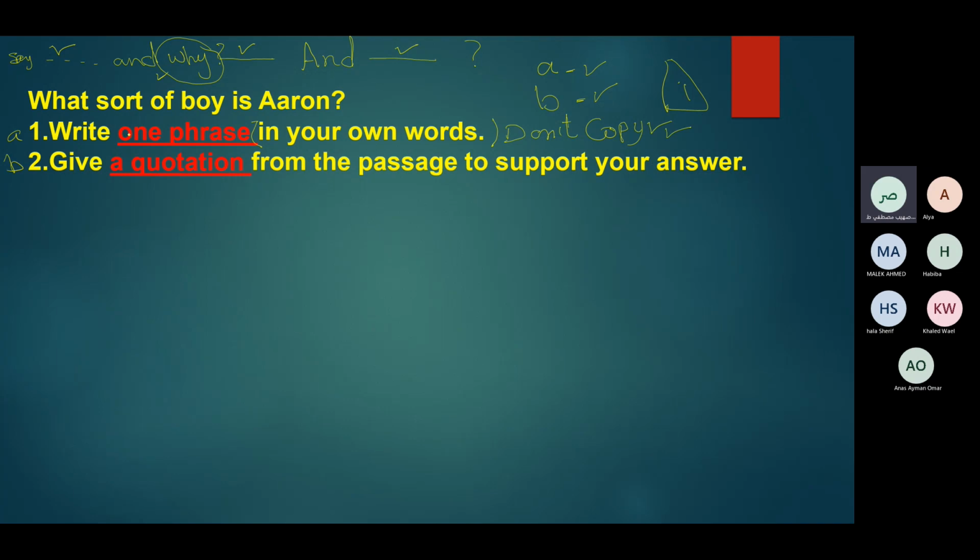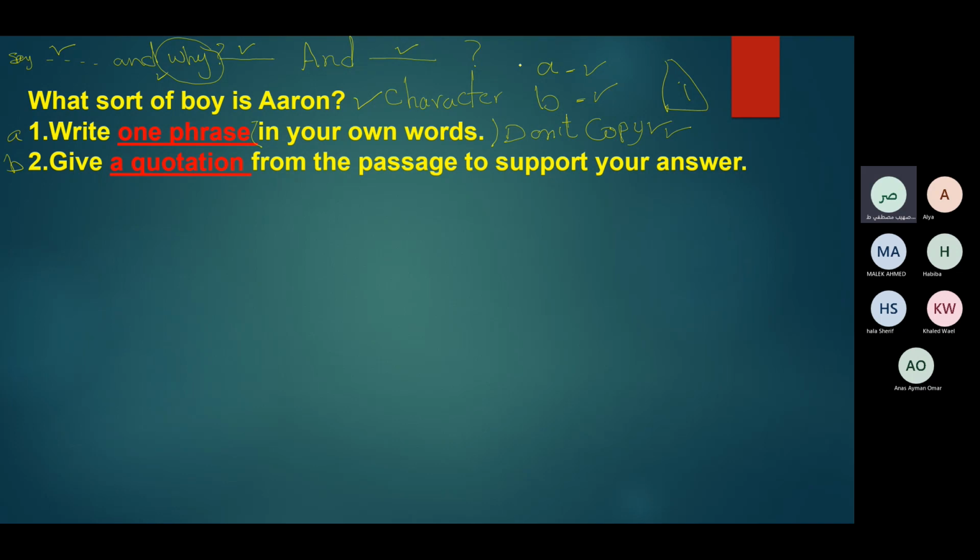First part of the question here, write one phrase in your own words describing what sort of boy is Aaron. He means here he wants you to comment on his character. And we already commented on his character in the beginning. Yes, Anas, what do you think Aaron is? What sort of character he is? Mr. Aaron is careless because when his sister saw the dragon, she was a little bit strange, and he told her you're a little bit funny.